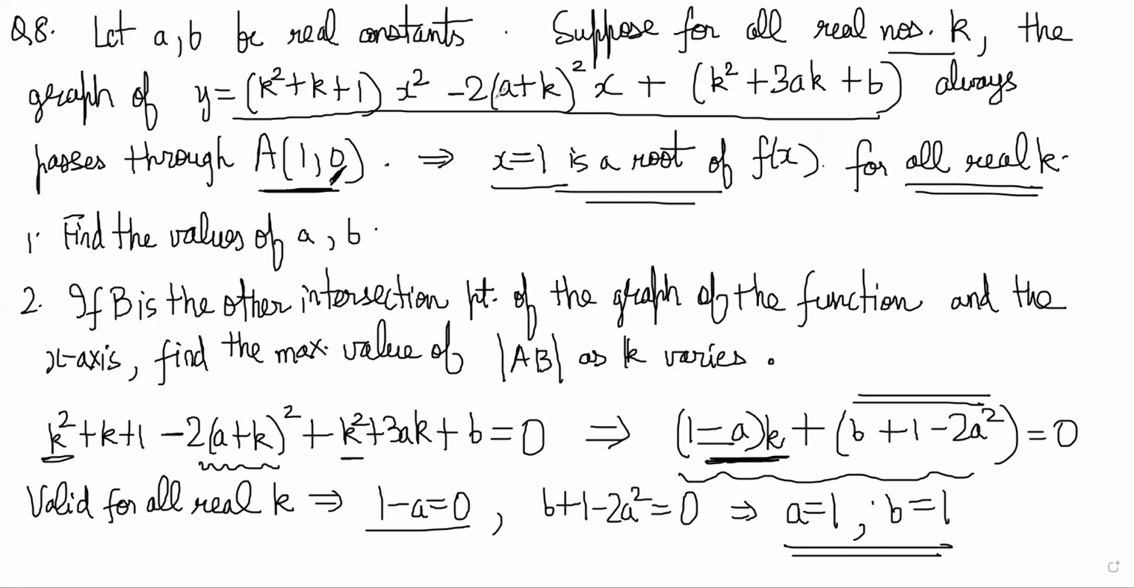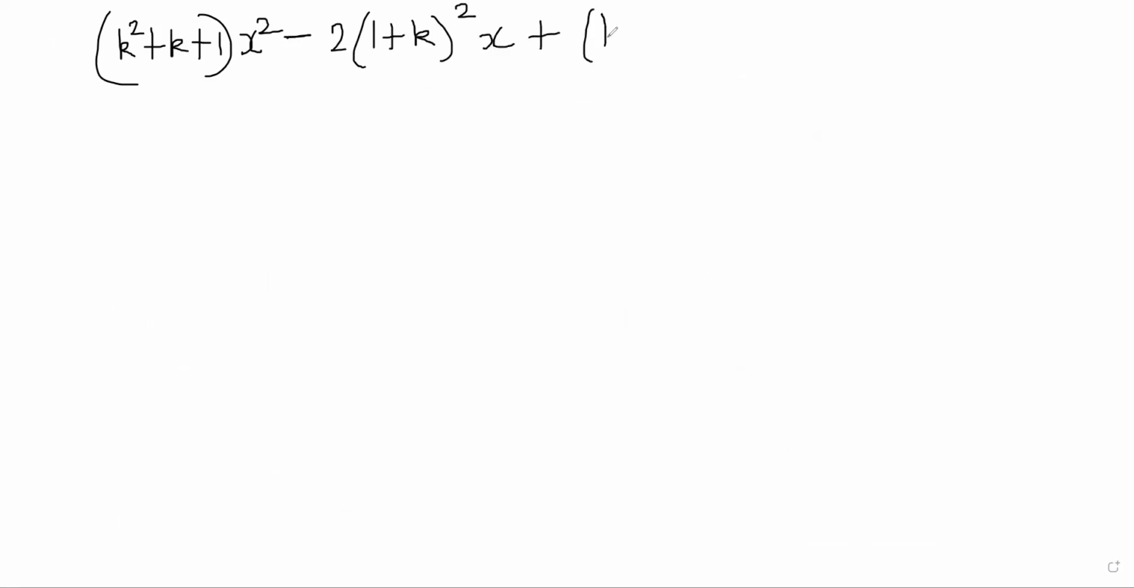So if a is equal to 1 and b is equal to 1, the quadratic now looks very different. We are saying that b is the other intersection point of the graph of the function and the x-axis. So b is the other root of the quadratic. We'll write it on the next page. The equation is like this: k square plus k plus 1 x square minus 2 times 1 plus k whole square x plus k square plus 3k plus 1 equal to 0. This is the equation. 1 is a root and b is a root.